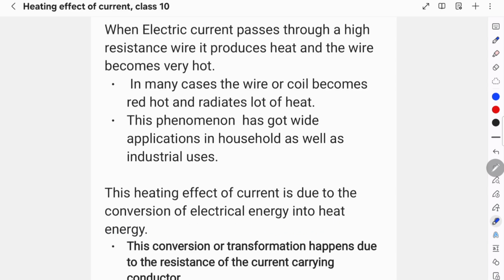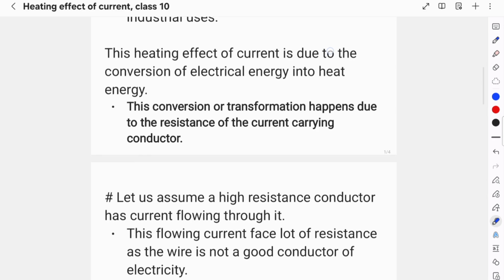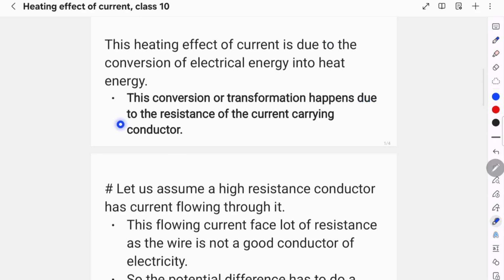And how does this conversion happen? This conversion or transformation happens due to the resistance of the current carrying conductor. In case we use a very good conductor of electricity, the resistance to the flow of current is very low. So for very good conductors, this heating effect is very less. But if we use a conductor which has a very high resistance, the current flowing through that conductor faces a lot of resistance. This generates a lot of heat.